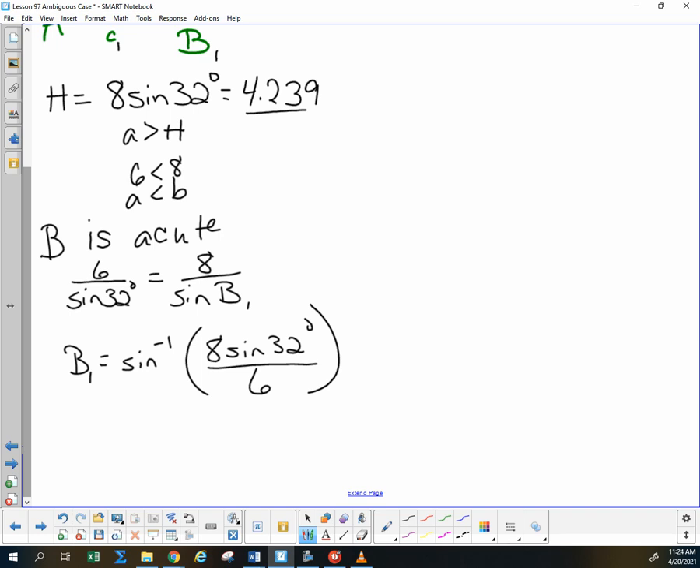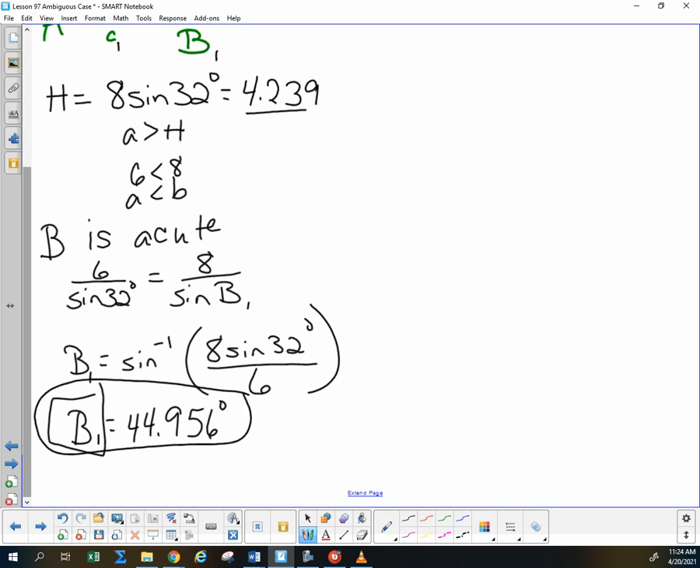Elena, you have it yet, or are you still working? Anybody else? 44.956? So, our acute value for B is 44.956 degrees. And now I want you to store that just as B. We don't store it with a B and a 1, but just the B is fine. And I'm going to circle that because that is part of my answers.